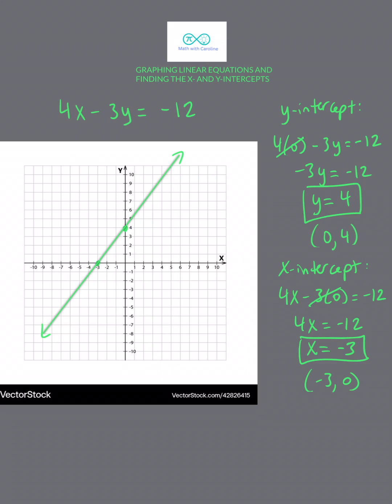Now let's go ahead and solve this equation for y and put it in slope-intercept form as well.